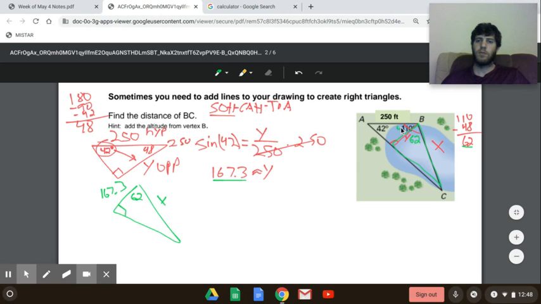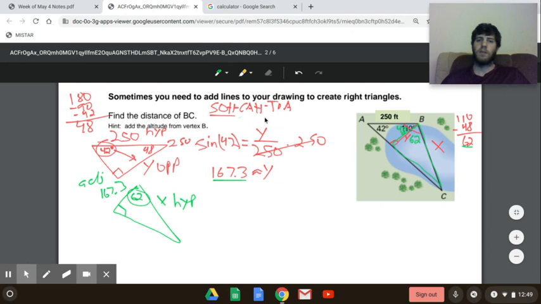This one was 48, right? We found it by doing 180 minus 90 minus 42, which gave us 48. Right, 90 and 42, so the other one has to be 48. 110 minus 48 is going to give us 62. All right, we can now label our sides. So x is the hypotenuse. It's across from the right angle. This is the angle in question. 167.3 is next to it, so that's adjacent.